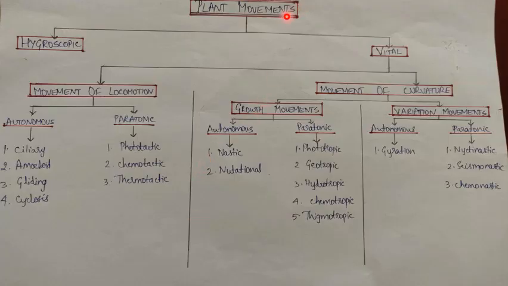Plant movements, I said, could be hygroscopic or vital. Hygroscopic is due to the water content in the atmosphere. The vital movement is of two types, due to locomotion or movement of curvature. In the movement of locomotion, we can find two types, autonomous and paratonic. Autonomous is due to internal stimuli, and we find these four types. Paratonic is due to external forces, and we find these three types.